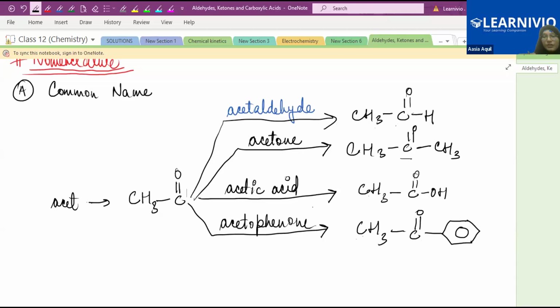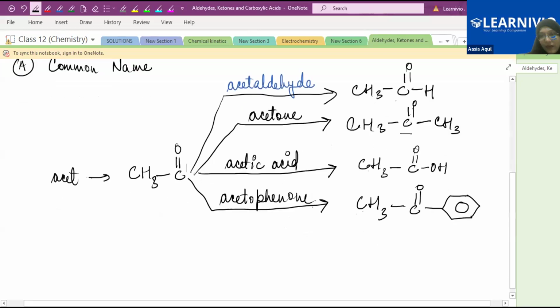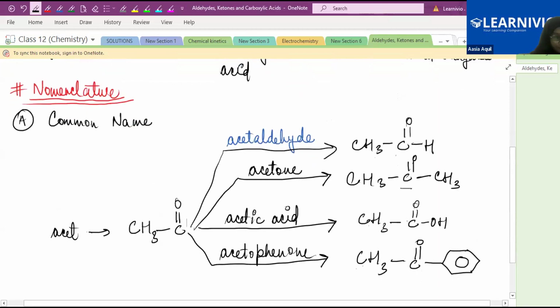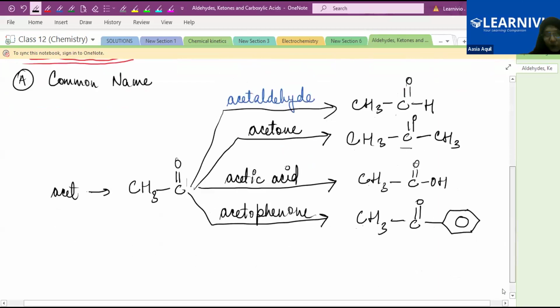Conversions are where more questions come from. For example, how will you convert toluene to acetophenone, and so on. This type of question can come in the exam. So these are some common names of compounds. Has everyone written them down? Aisha and Muniba, have you written? Yes, ma'am.